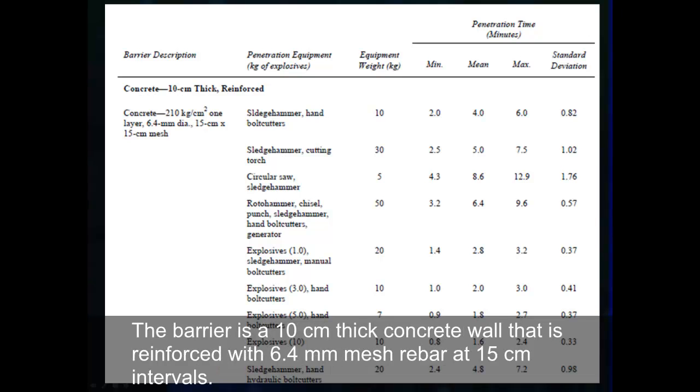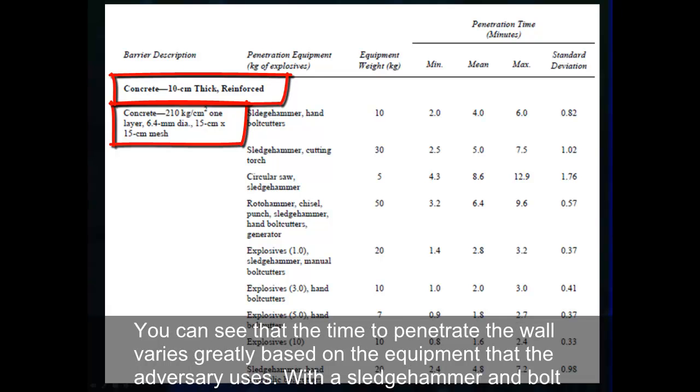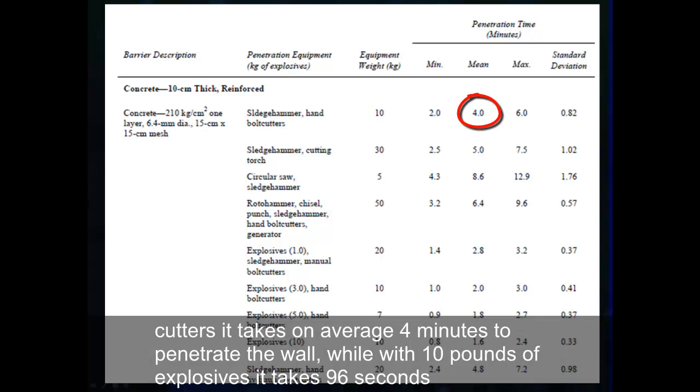This is an example of a data sheet on the delay characteristics of a barrier. The barrier is a 10 cm thick concrete wall that is reinforced with 6.4 mm rebar at 15 cm intervals. You can see that the time to penetrate the wall varies greatly based on the equipment that the adversary uses. With a sledgehammer and bolt cutters, it takes on average 4 minutes to penetrate the wall, while with 10 pounds of explosives, it takes 96 seconds.